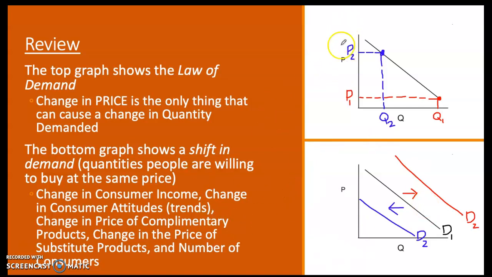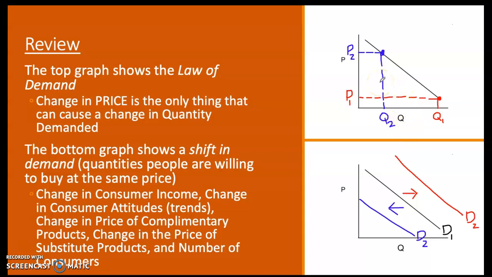So if we are looking at this top graph here, you can see always, no matter what graph we are looking at, P will always be on the y-axis. P stands for price. On the x-axis, you can see the Q, and when we are talking about demand, Q stands for quantity demanded. So this top graph, again, is showing us the law of demand. Now, if you'll remember, the law of demand looks at the relationship between the price of a good and the quantity demanded of a good.